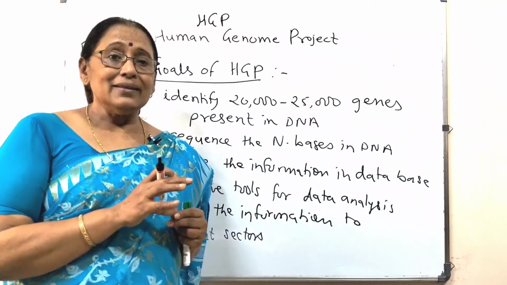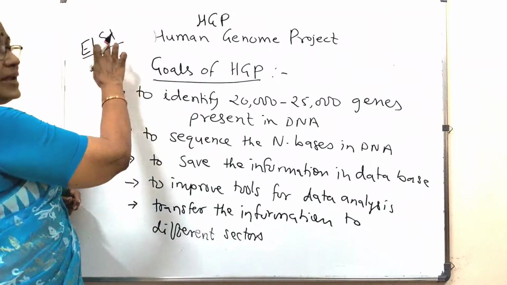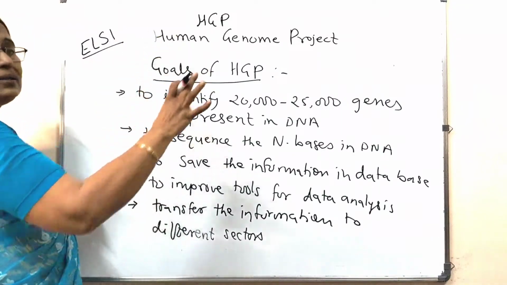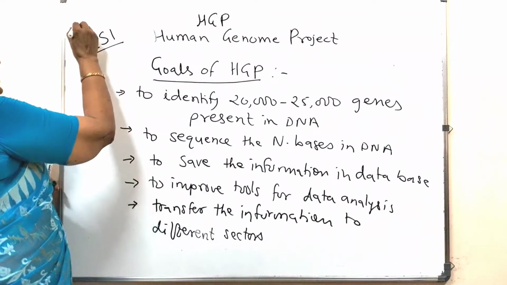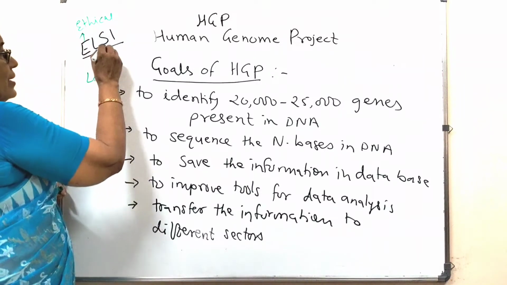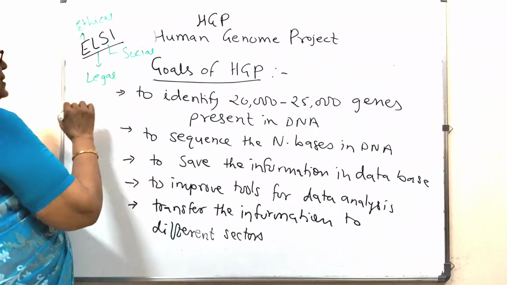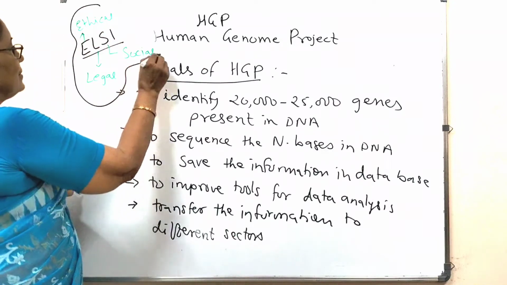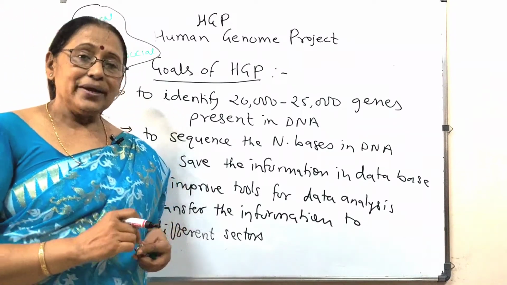But many people think that this is against the law of nature. So many issues arose, this I is for issues. To deal with all these issues, E is for ethical, L is for legal, S is for social, and I is for issues. So this is to address the ethical, legal and social issues which arose due to HGP.